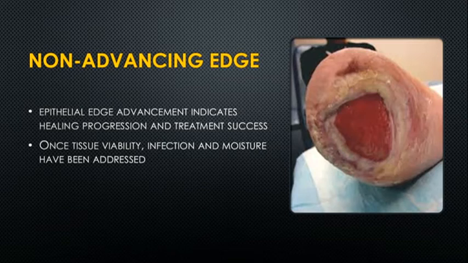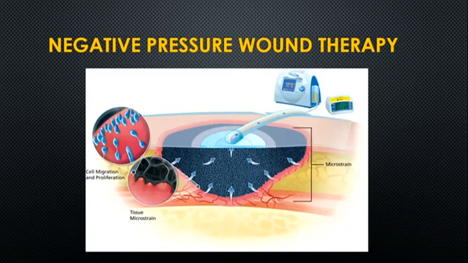So the final one is a non-advancing edge. Once you've dealt with infection, inflammation, and moisture imbalance, and once all of that is corrected, if the edge is still not advancing, meaning there is not enough wound contraction and not enough reepithelialization, that is when we have a non-advancing edge. This, unfortunately, is not very easy to deal with. The best form would be negative pressure wound therapy, but we are not in the practice of using this in a primary care or home setting. It can be done, it is done worldwide, but we have still not come there.